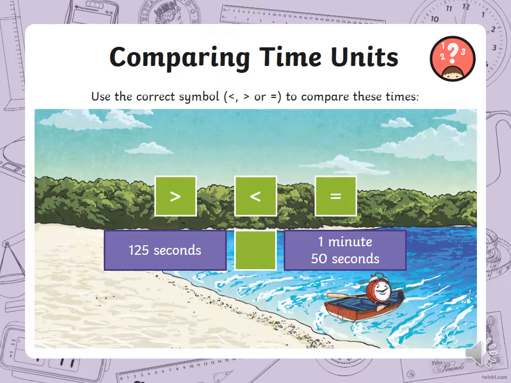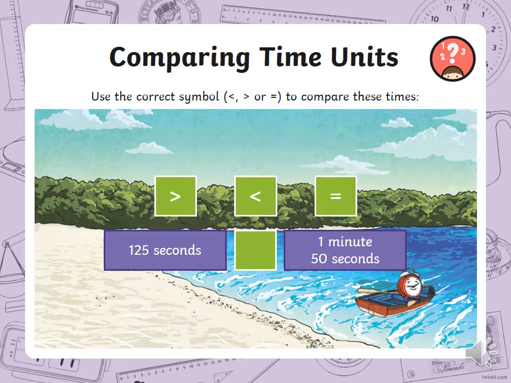Comparing time units. Use the correct symbol, greater than, less than, or equal to, to compare these times. Pause the video for around a minute or so, however long you need. You should have some scrap paper with you to start doing your working out. I want you to compare 125 seconds with 1 minute 50 seconds. Which one is more in seconds? So convert your 1 minute 50 seconds to seconds, and then do the greater than, equal to, or less than sign.